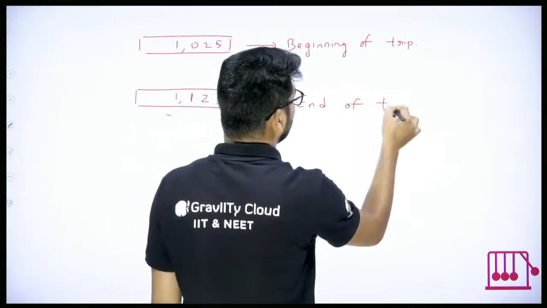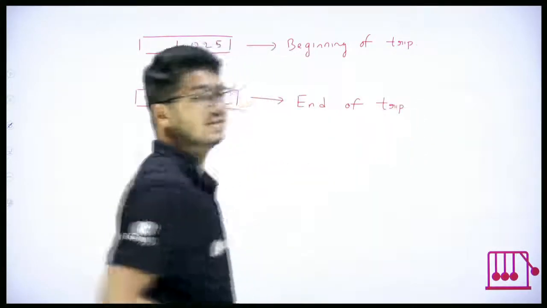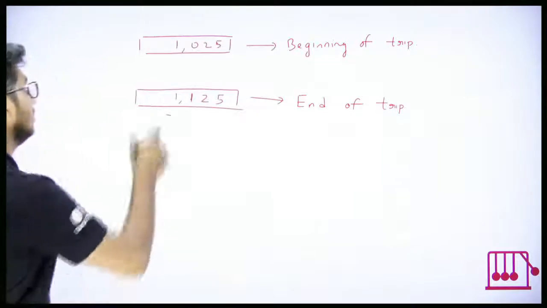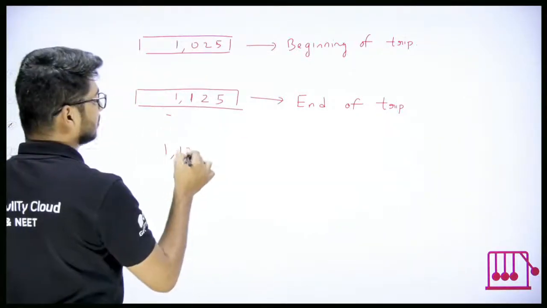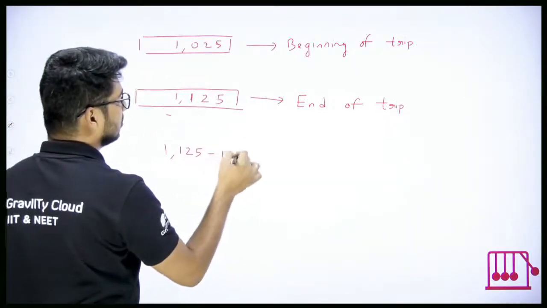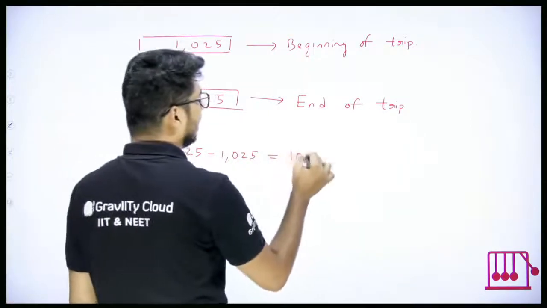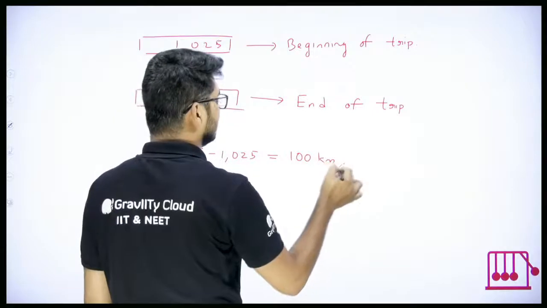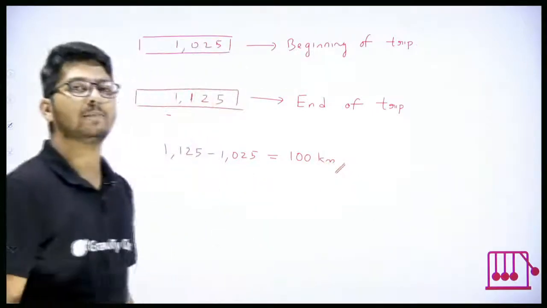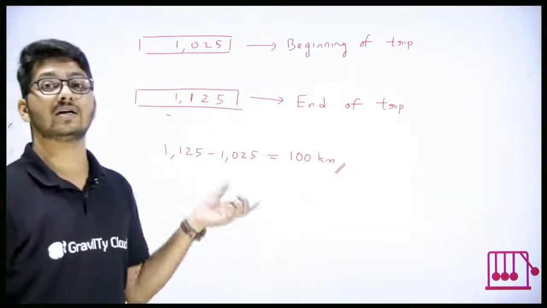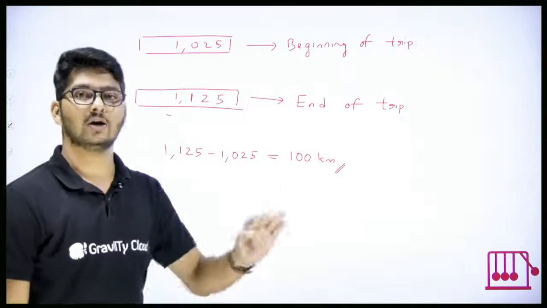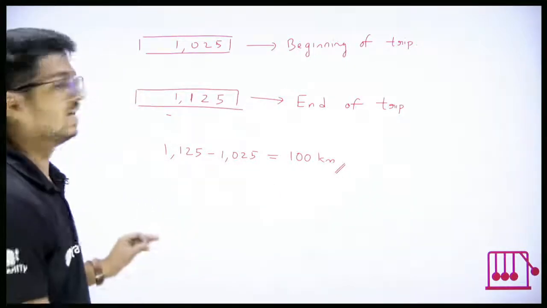So what is the distance of the complete trip? The distance that the vehicle has traveled. For that, you just subtract them, yes or no? So how much will you get? If I subtract these two, I'll get 100 kilometers. So the complete trip was for 100 kilometers. Is that clear?